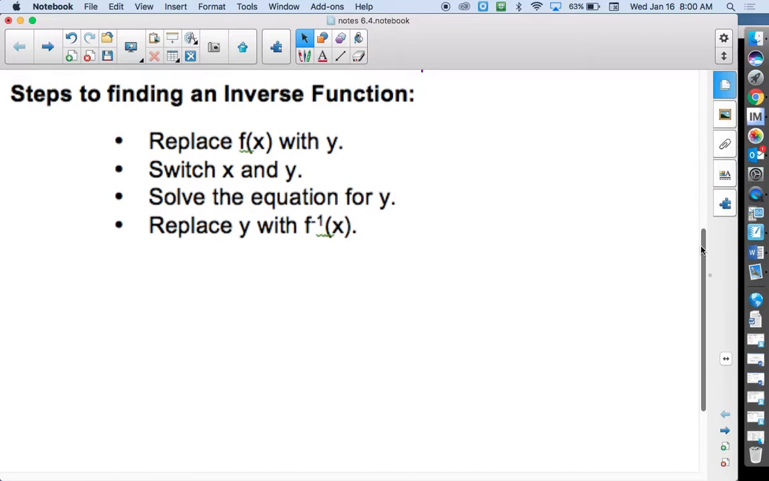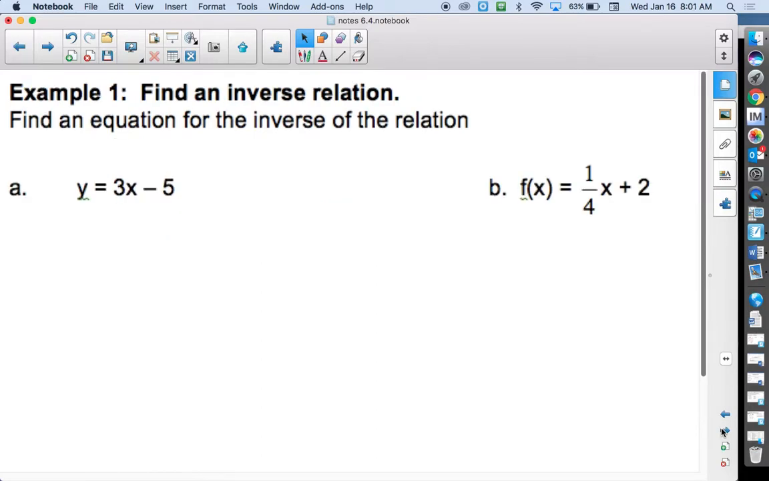So it seems like it's 4 long steps, but the first and the last are pretty straightforward. And switching x and y is also pretty straightforward. So if you look at the 2 equations that are underneath, it wants us to find an equation for the inverse of the function. And the first one starts out already in y equals form. So we don't have to change anything, it's already y by itself. So the second step says switch x and y. Literally, you're going to switch them. So if this says y, we're making it x. That's how you find an inverse.